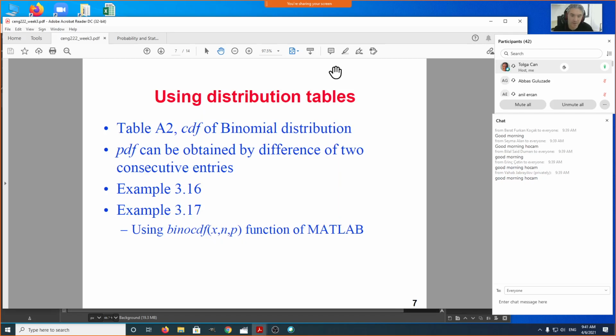Good morning again, everyone. Today we are going to continue and finish chapter 3. We are going to see three more families of distributions, discrete random variables: geometric distribution, negative binomial distribution, and Poisson distribution.